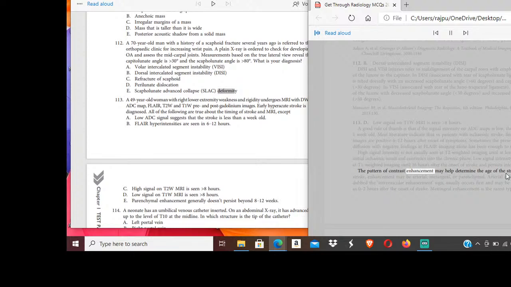The pattern of contrast enhancement may help determine the age of the stroke. In ischemic stroke, enhancement may be arterial, meningeal, or parenchymal. Arterial enhancement, dubbed the intravascular enhancement sign, usually occurs first and may be seen as early as 0-2 hours after the onset of stroke. Meningeal enhancement is the rarest type of enhancement.